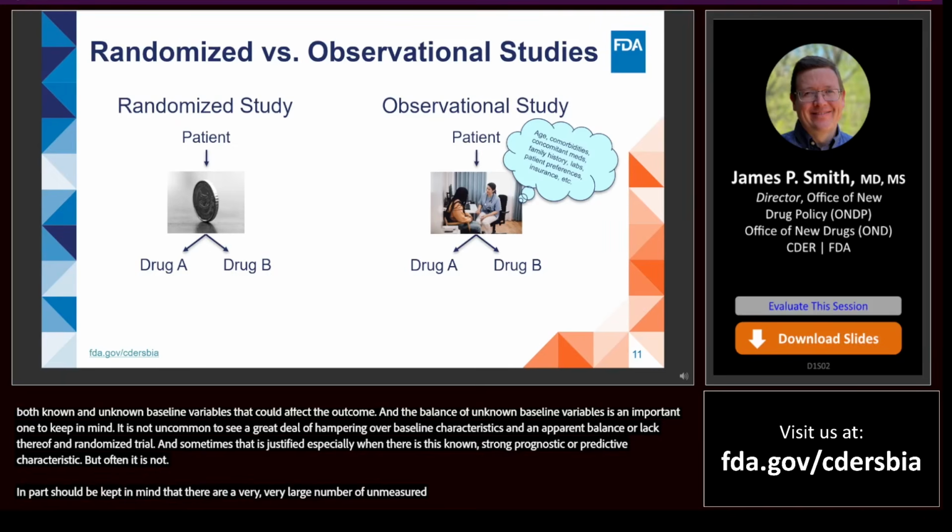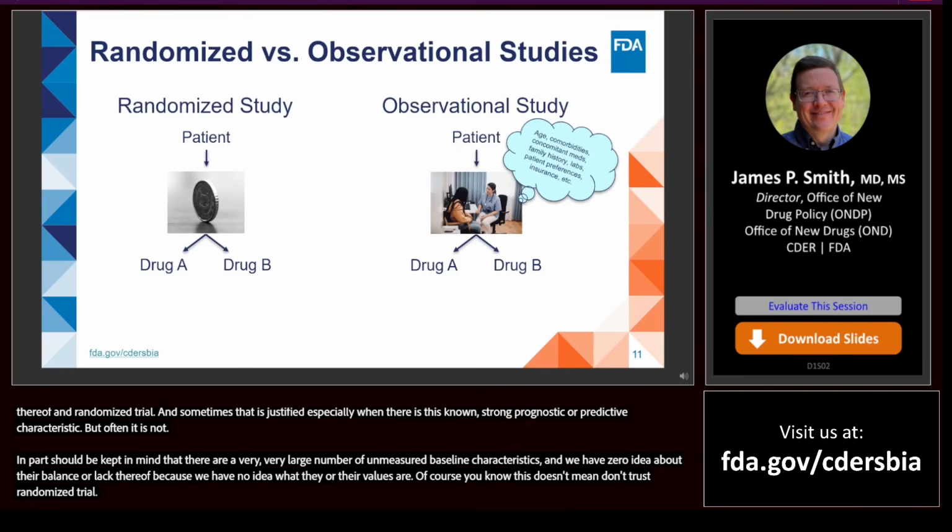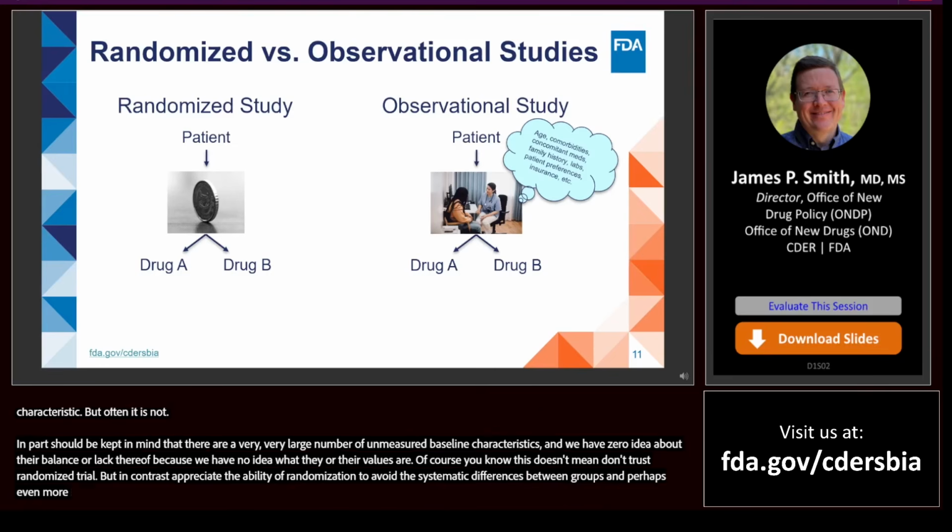Of course, this doesn't mean don't trust a randomized trial. In contrast, appreciate the ability of randomization to avoid these systematic differences between groups. And perhaps even more important, recognize that randomization provides a sound basis for statistical inference. The reasons for that are beyond the scope of this presentation, but it really is a very important reason for randomizing participants in a trial.